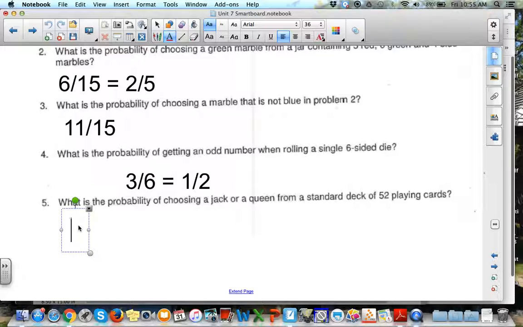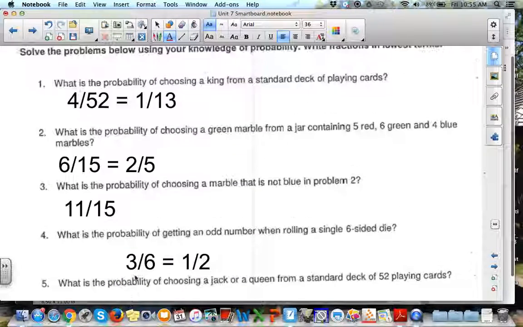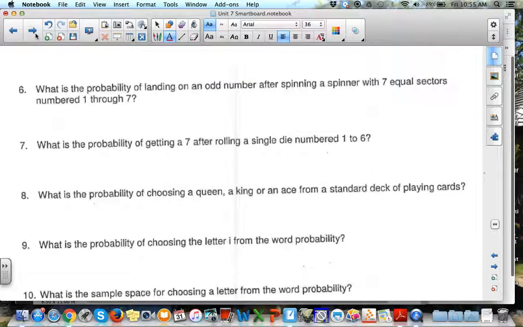Number 5, what is the probability of choosing a jack or a queen from a standard deck of 52 playing cards? Well, there are 4 jacks and there are 4 queens, so there's a total of 8 options that we can consider. There's still 52 cards in a deck, so that's our bottom number, and that will reduce to 2 out of 13. How are we doing so far? Hope we're doing great. I'm sure you are.